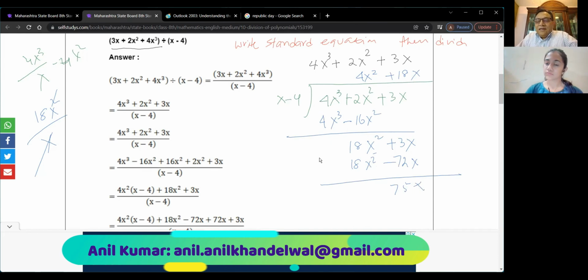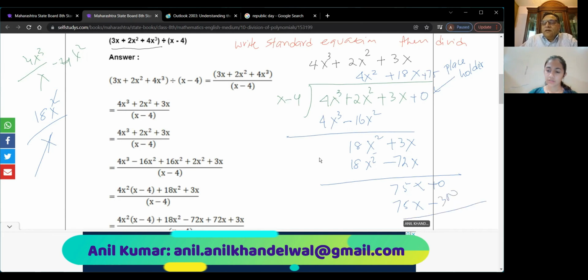Because there is only an x term, let's add 0 here, which is called a placeholder. And now we will end this by multiplying by 75, right? So when you multiply by 75, you get 75x minus 75 times minus 4, right? Which is twice is 150, 300, right? So when you take away, you get a remainder of 300. Is that clear to you?